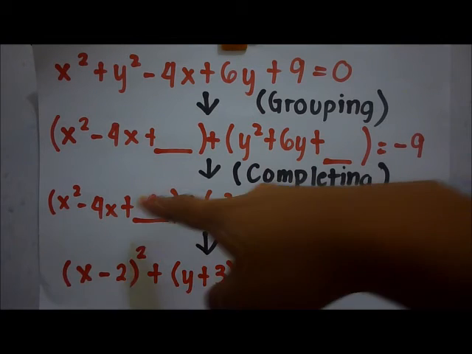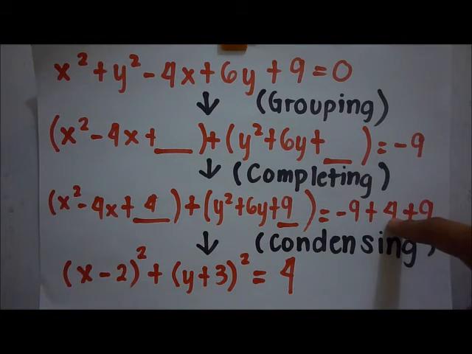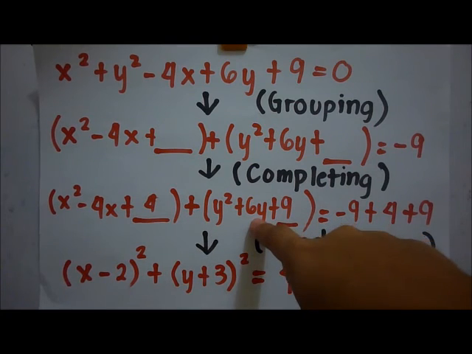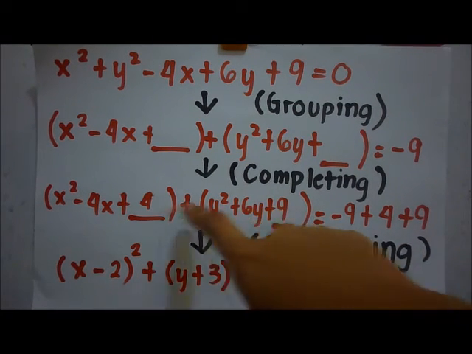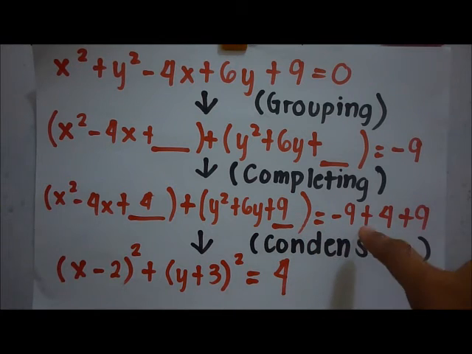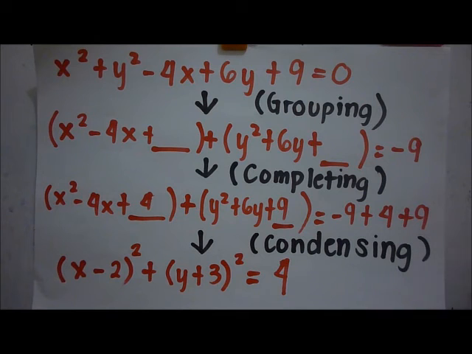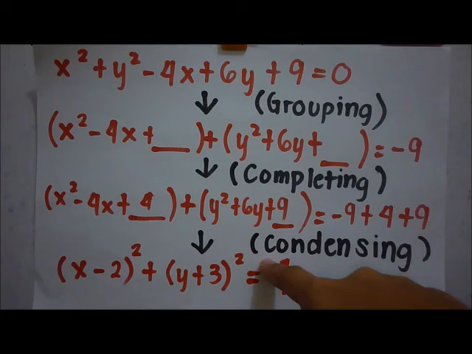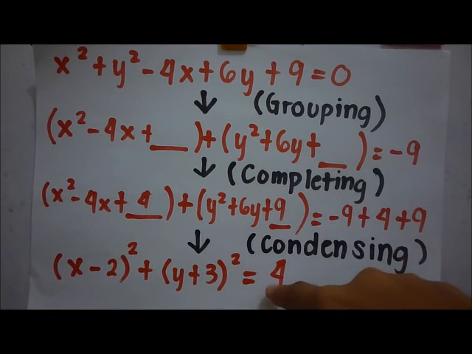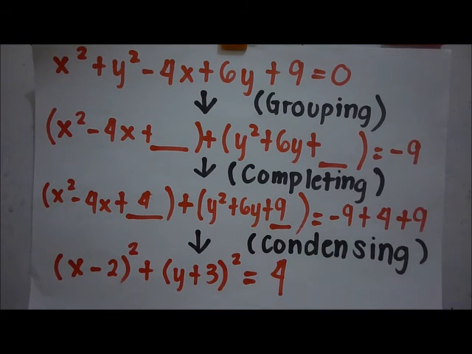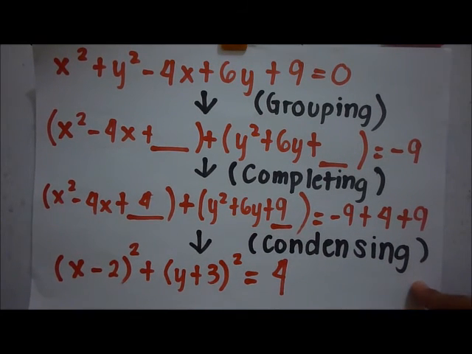Second step, you need to complete the squares so that you'll form perfect square trinomials. In order to compute for the last term, divide the second term by 2 and then square it. Always remember that when you add a value on one side of the equation, you should also add the same value on the other side. The last step is condensing the expanded trinomial into binomial squares. Now, you have the standard equation of the circle.